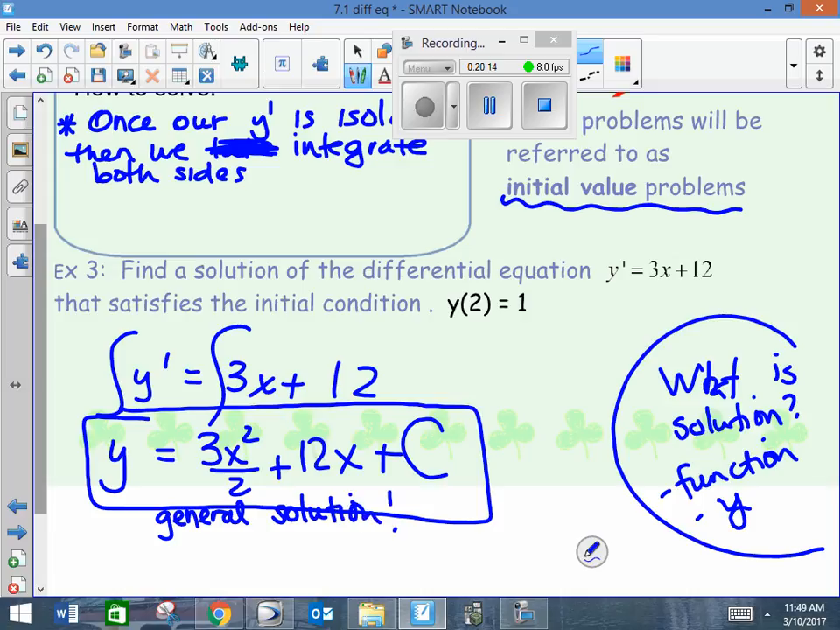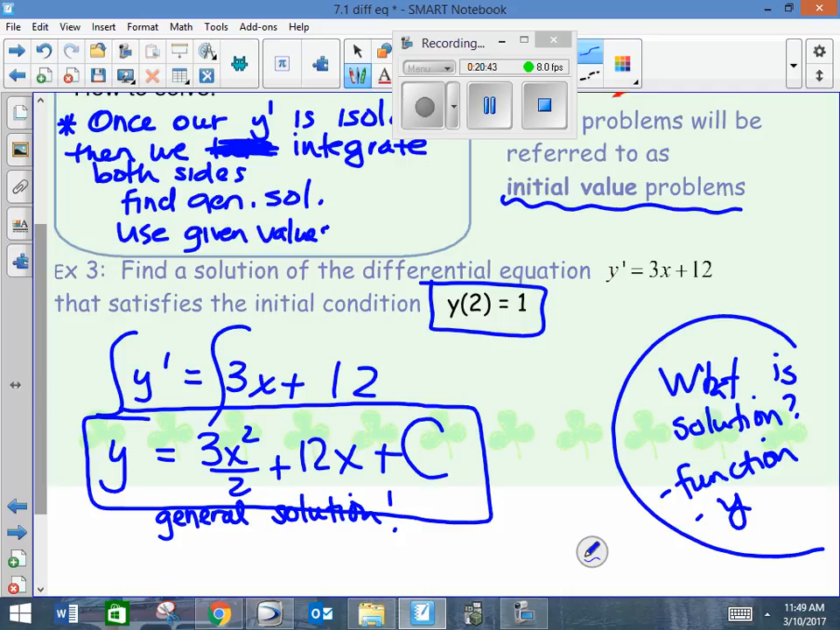Okay? So we have a lot of solutions that can fit that. They're all going to be parabolas, but they're going to go different routes. Okay? All right. We find the general solution. Use the initial given values. I'll just say given because it's not always initial. Given values to find the specific solution. Okay? That's a whole family of functions.